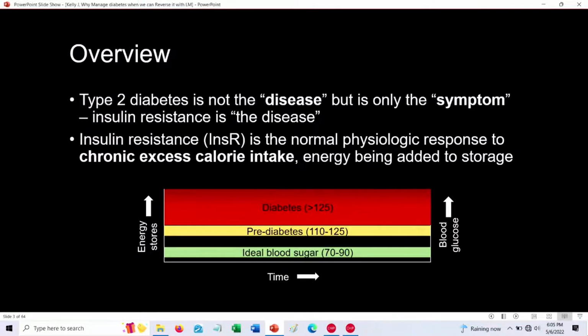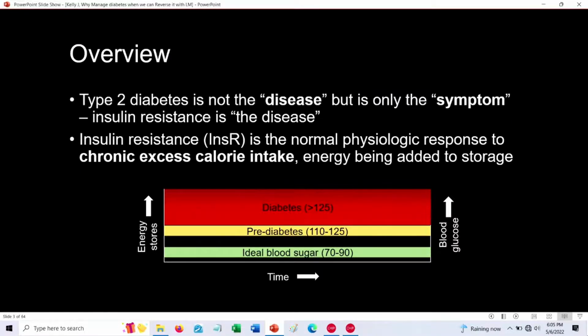And then there's a gap, and we actually start to say something's amiss when we get to 110 to 125. This is considered pre-diabetes. So this is when we know that the blood sugar is out of the ideal range, but it's not actually diabetes yet. And when it is 126 and above, in other words, greater than 125, it is considered to be type 2 diabetes. Again, these are all fasting numbers.